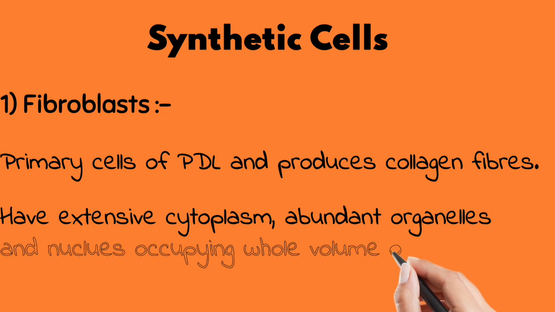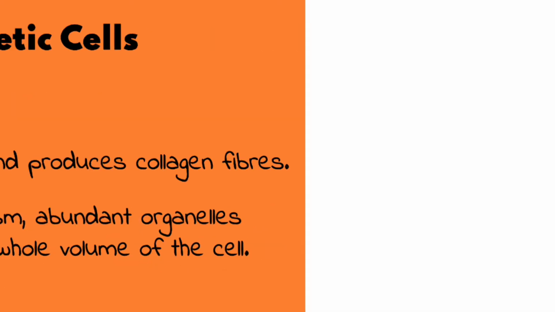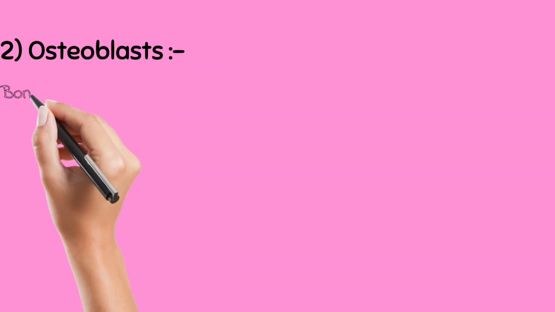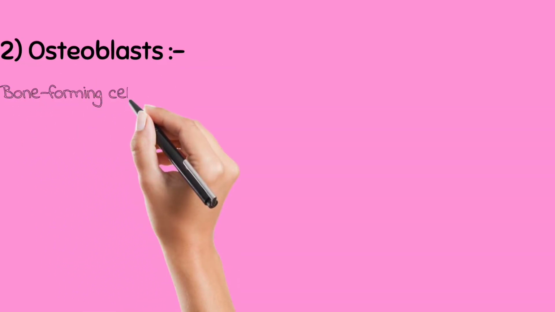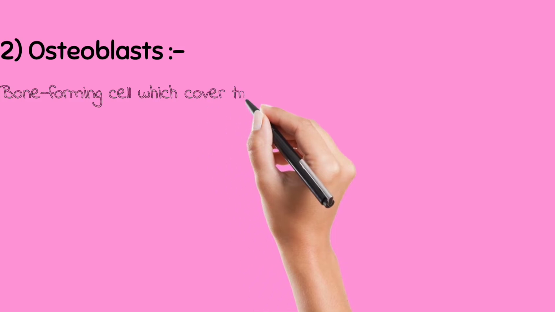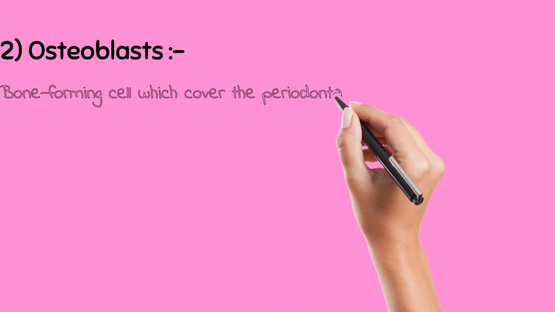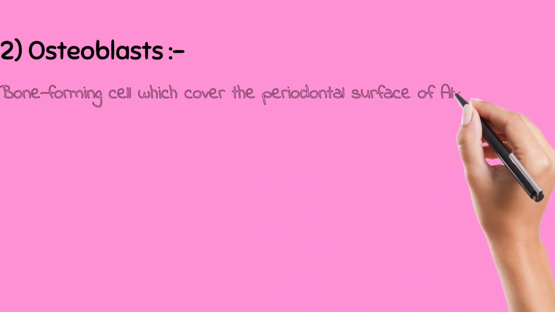Next, we have the osteoblasts. Osteoblasts are the bone forming cells. So, these are the bone forming cells which cover the periodontal surface of the alveolar bone. These osteoblasts are cuboidal in shape and have a round basal nucleus.